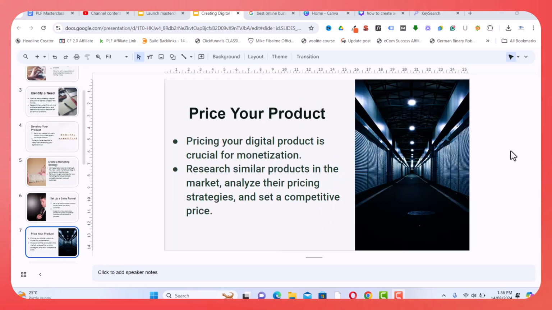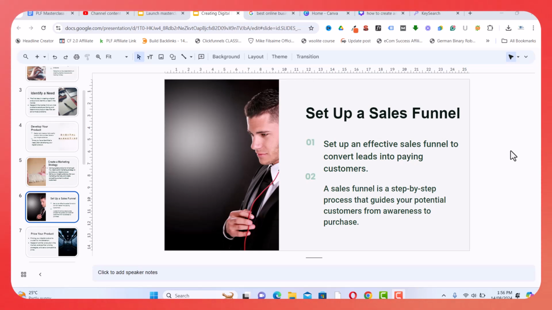Then the next step is to set up a sales funnel. You've identified a problem, you've created a product, then you have identified the marketing strategy that you want to use to promote your product. Then the next step is to set up an effective sales funnel to convert leads into paying customers. This is very crucial because it's a page where your visitor will determine whether to buy your product or not. A sales funnel is a step-by-step process that guides your potential customers from awareness to purchase. So this aspect is very important.